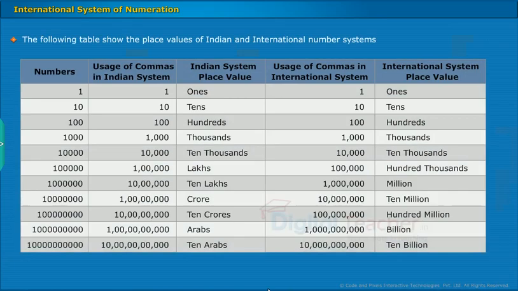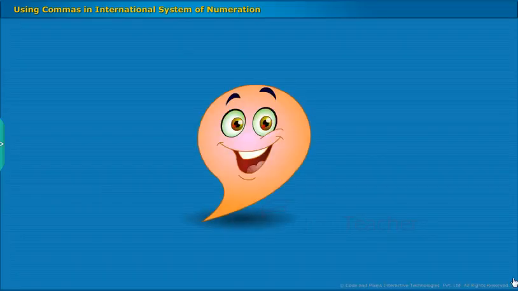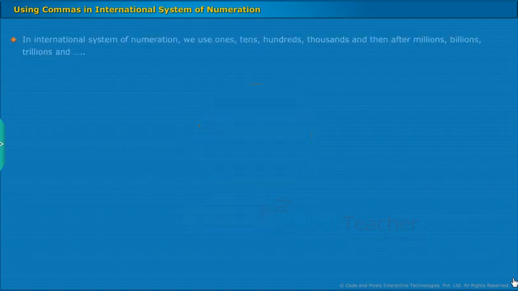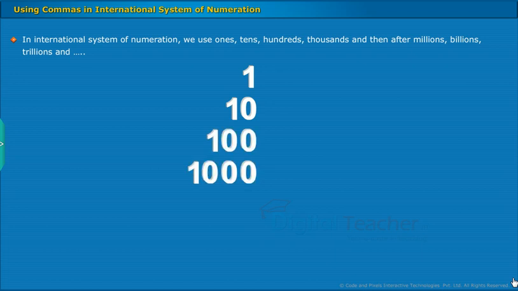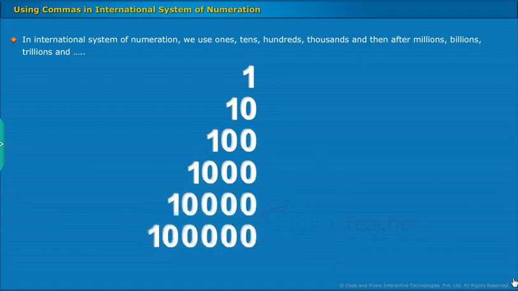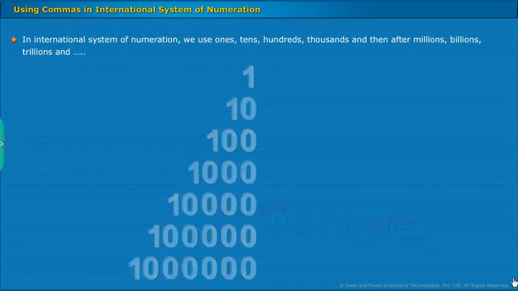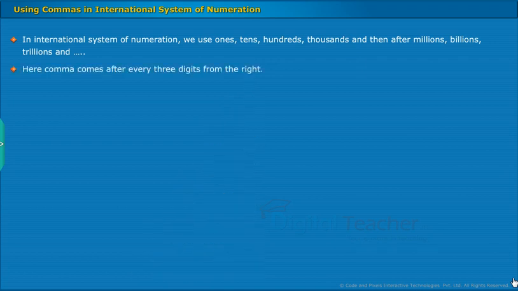The following table shows the place values of Indian and international number systems. Now, let us see the international system of numeration of using commas. In international system of numeration, we use ones, tens, hundreds, thousands, and then after millions, billions, trillions, and so on. Here, comma comes after every 3 digits from the right. Let's see an example by using the international system of numeration.